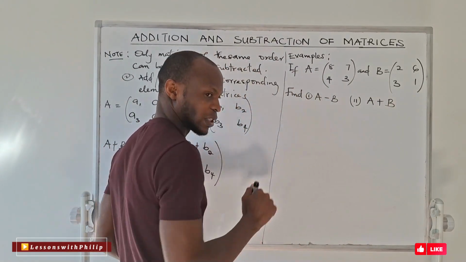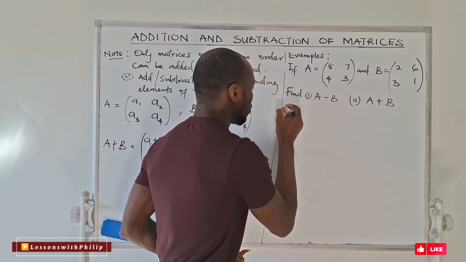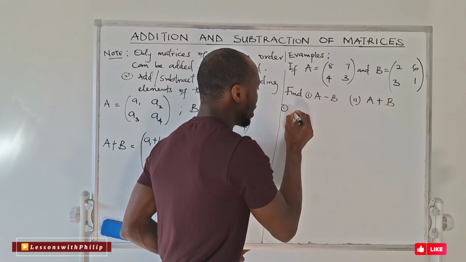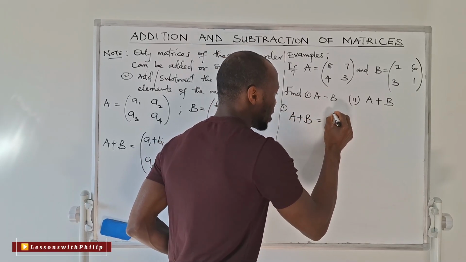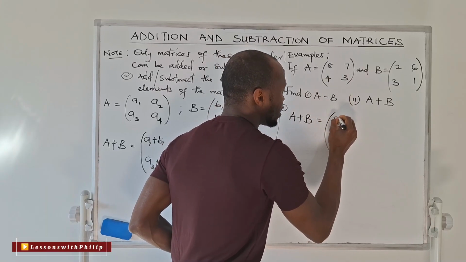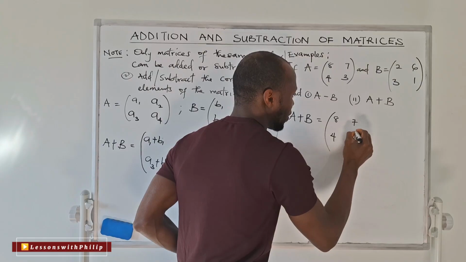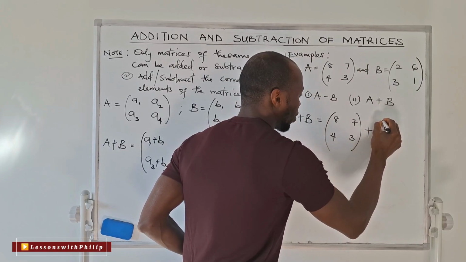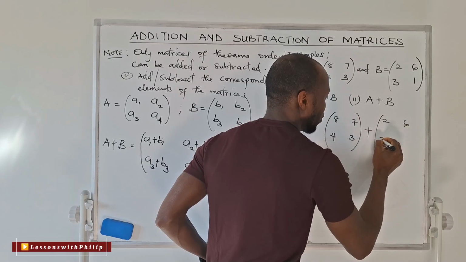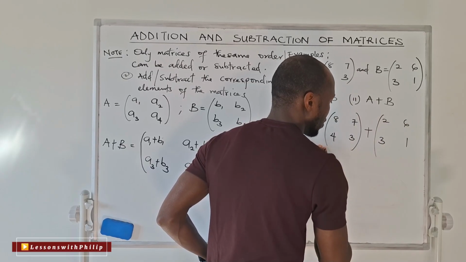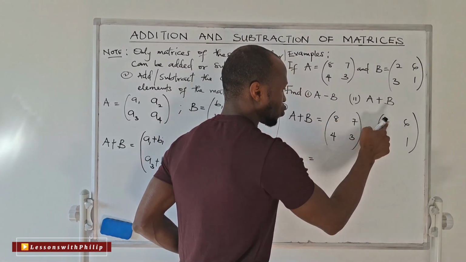We want to solve two matrices together now. The first one is subtraction, the second one is addition. Okay, Roman figure 1, where we have to find matrix A minus matrix B. What is your matrix A? Your matrix A is 8, 7, 4, 3. And your matrix B is 2, 6, 3, 1. Okay? And that will be equals to 8 plus 2.